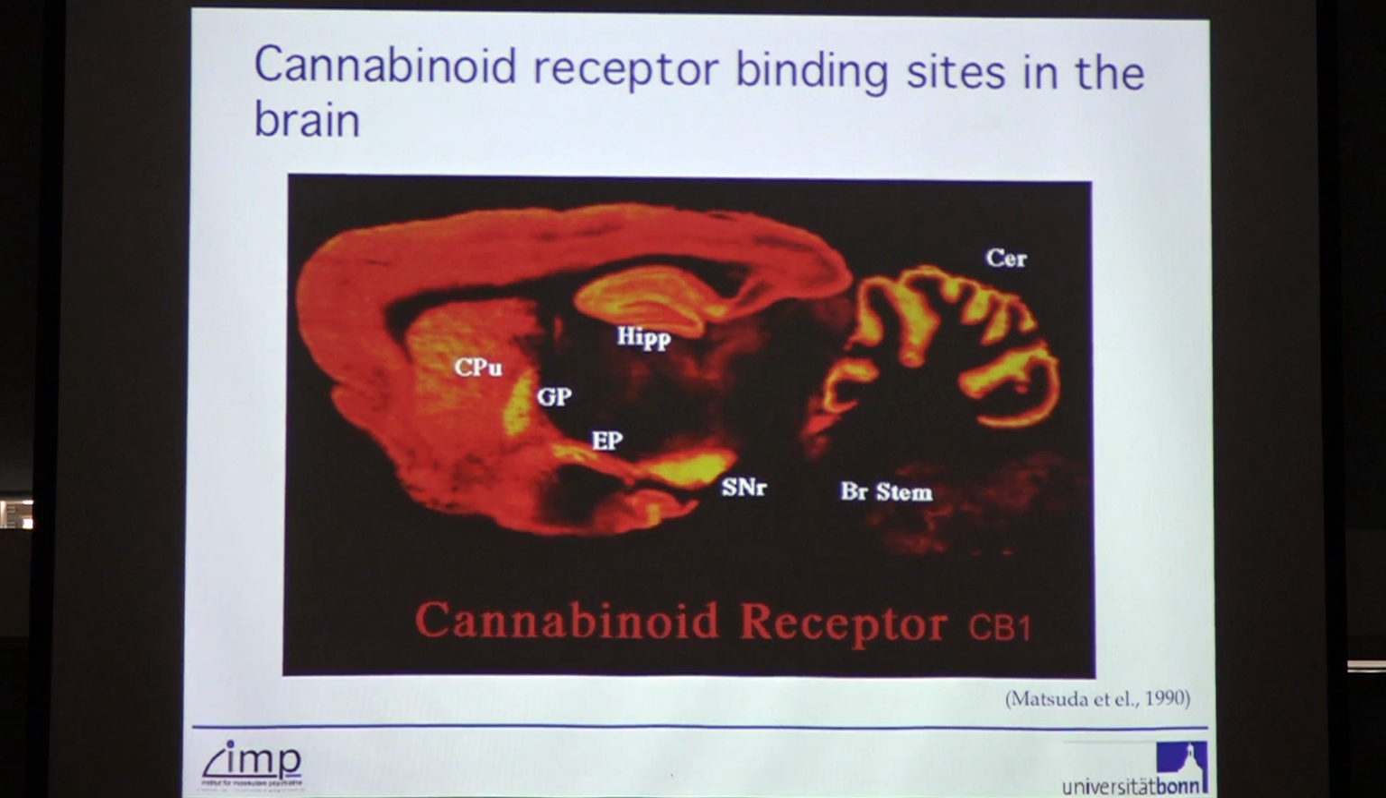One thing you can see from this picture is that the binding sites are very abundantly present throughout the brain, with particularly high concentrations in basal ganglia structures here, also in the hippocampus, also in the cerebellum. Generally, we have binding throughout the entire brain.